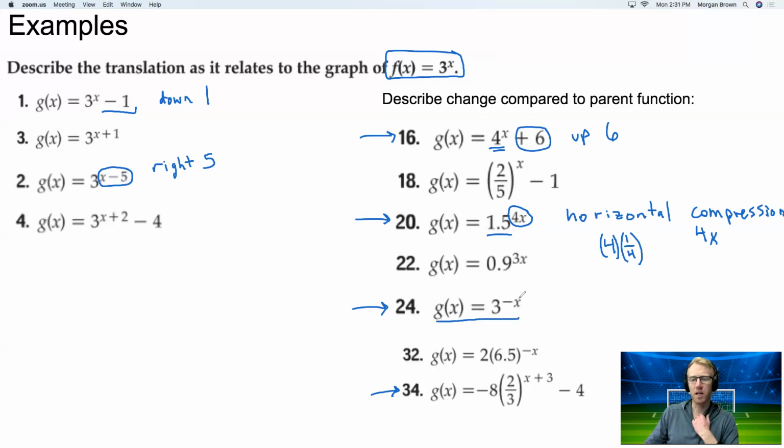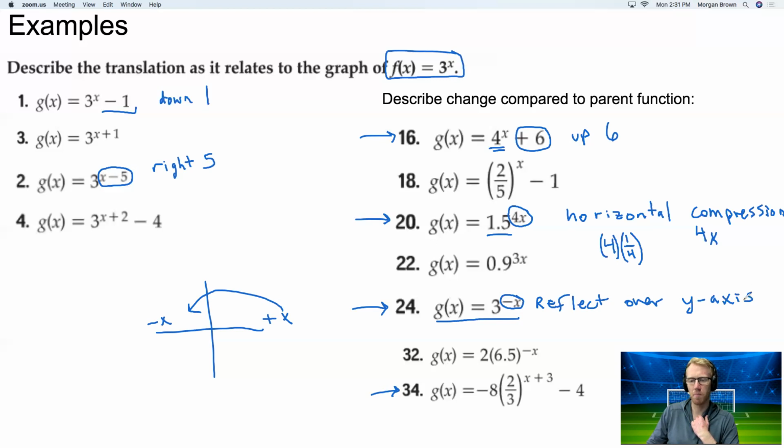Up here, we've got the exponent, which is negative x. So if you think about an xy coordinate plane, you have positive x over here, you have negative x over here. So that means we flipped across this way to go from positive x to negative x. So this is going to be a reflection. And to be more specific, it's going to reflect over the y-axis. So left and right get flipped.